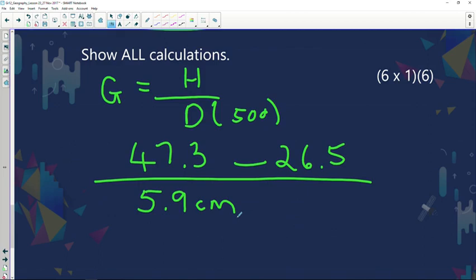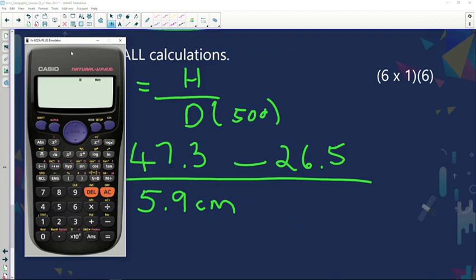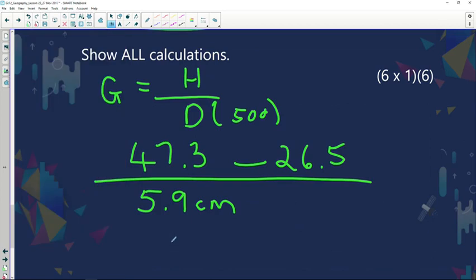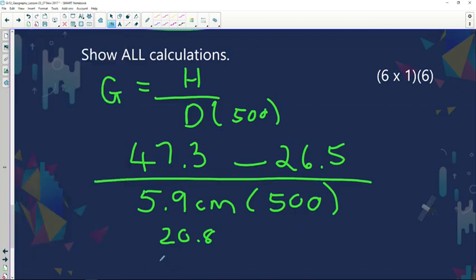Okay, first of all, let's see what the height difference is. It's 47.3 subtracting 26.5, and that equals 20.8. And then, because we're working on a topographical map, we take our 5.9 and we times it by 500. 5.9 times 500 equals 2,950.